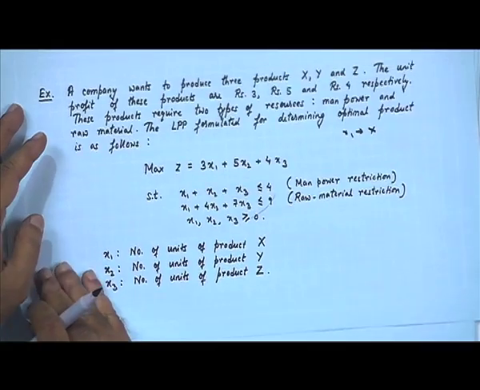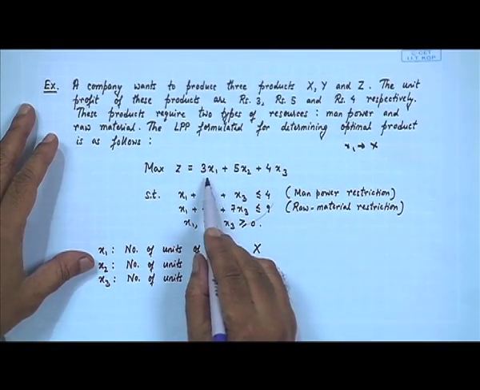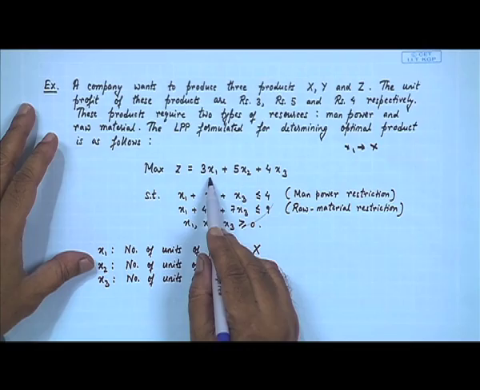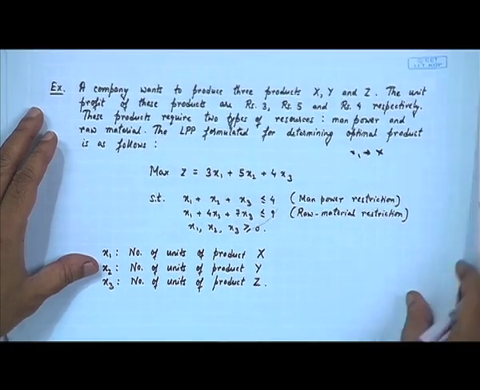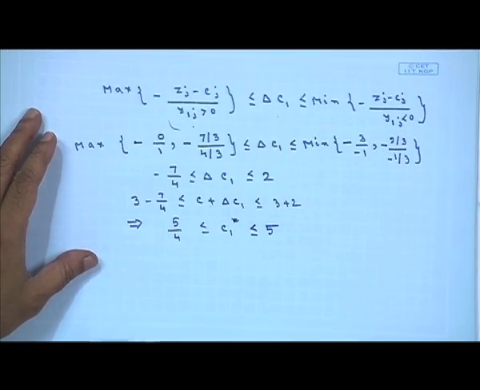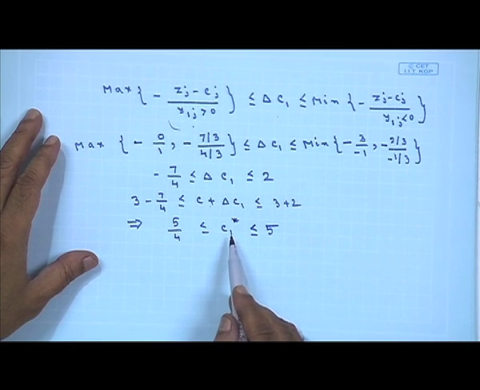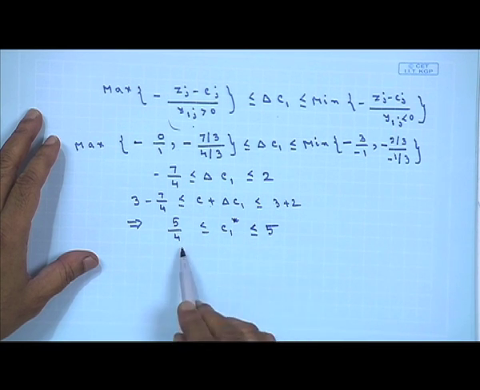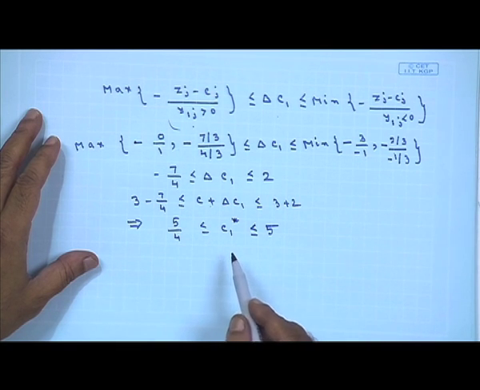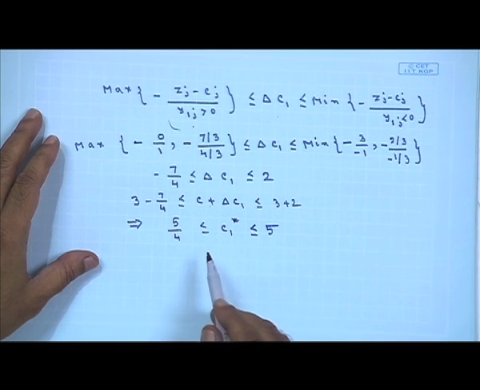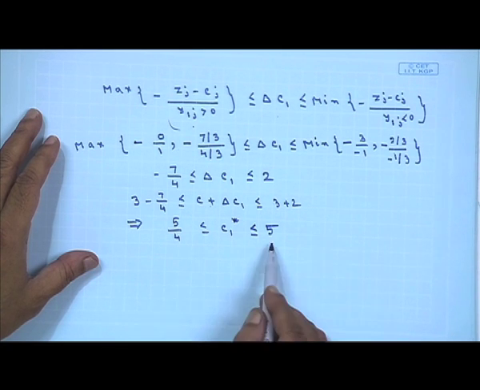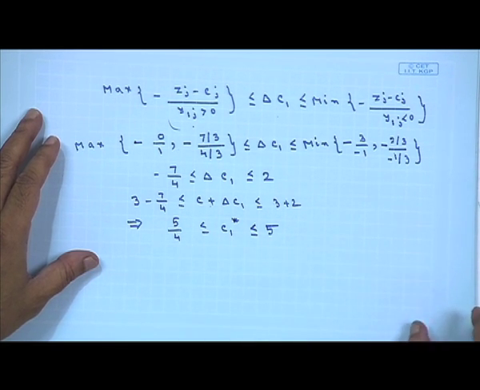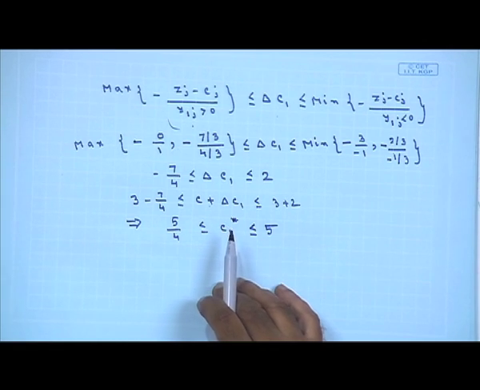So, you see the original problem. In the original problem, the coefficient of the product X was 3, C1, right. So, 3 was there. Now, if I change this coefficient from between 5 by 4 to 5, in that case your optimal solution will remain unchanged. So, here your advantage is, if I change C in this range, I do not have to recalculate the problem. Similarly, for the product Z, what happens?